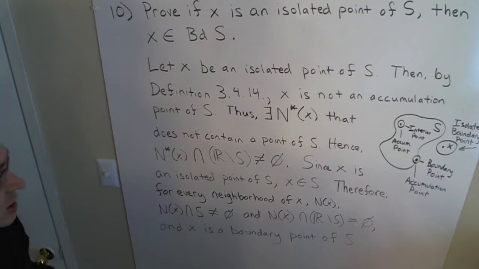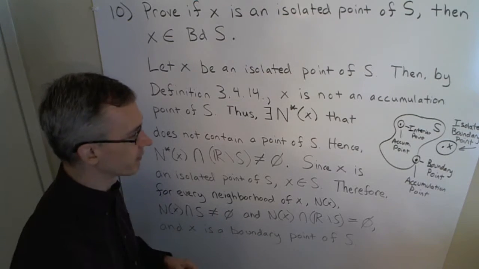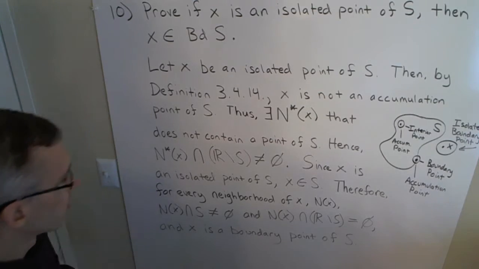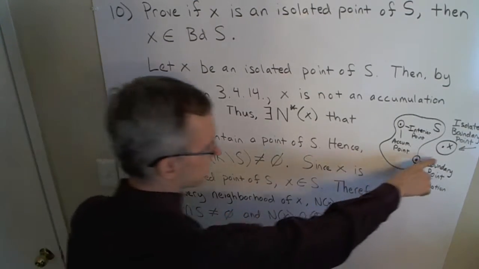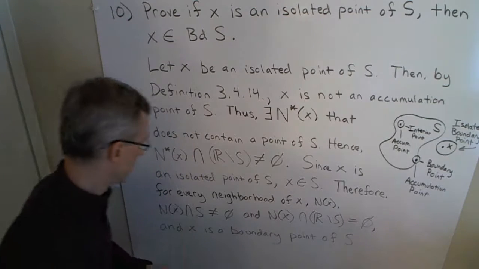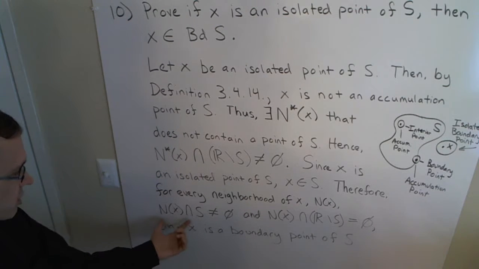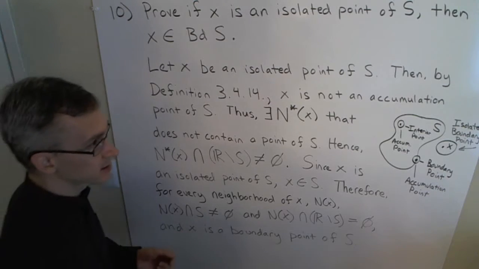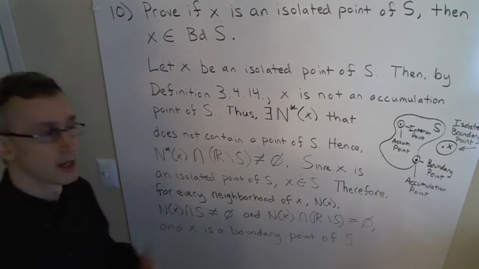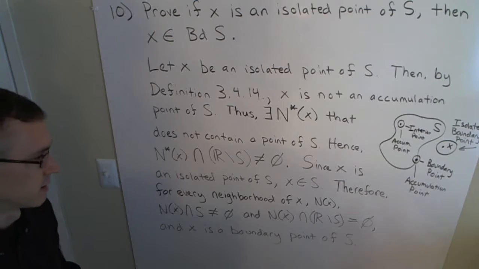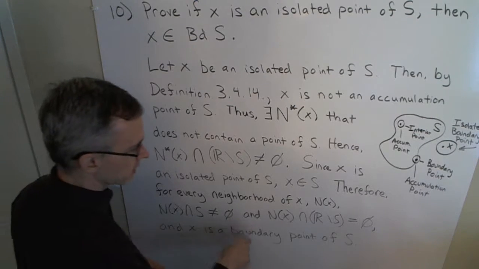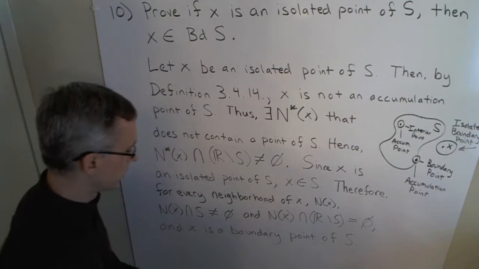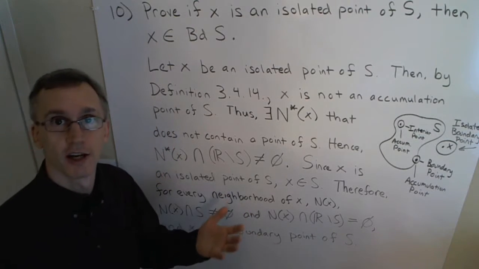Now, by definition, since x is an isolated point of S, x is an element of S. Therefore, for every neighborhood of x, the intersection of that neighborhood with the set is non-empty because it contains the point x, which is, as we've seen, an element of S. And the intersection of that neighborhood with the complement is non-empty, which is the very definition of a boundary point.